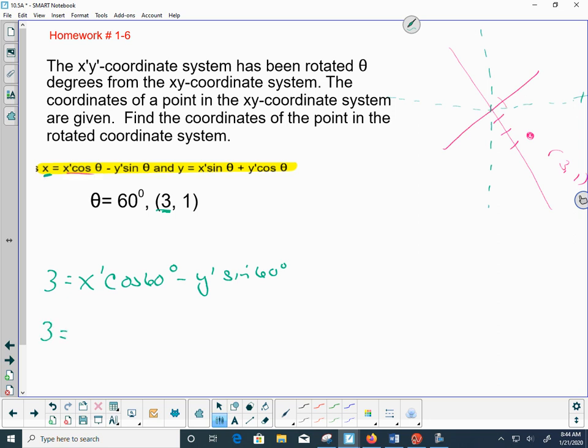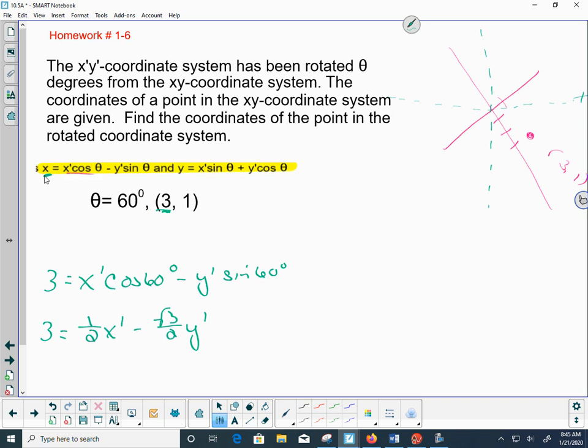What is cosine of 60 degrees? One half? Wait, is that 45? We need to relearn the unit circle. Don't just memorize it. You need to know it from now until at least the end of next year. Everyone's good with that, right?